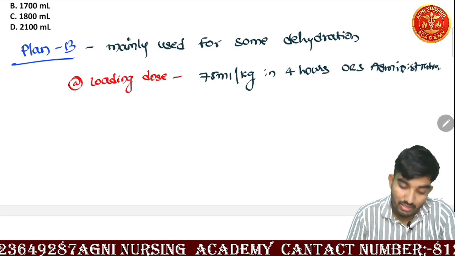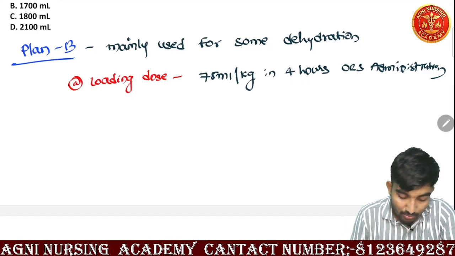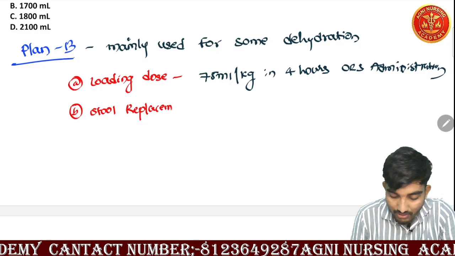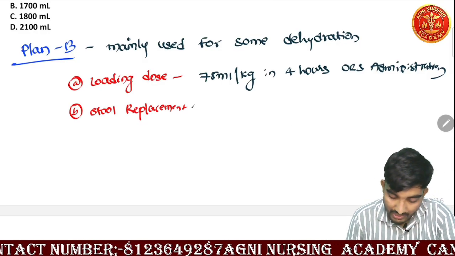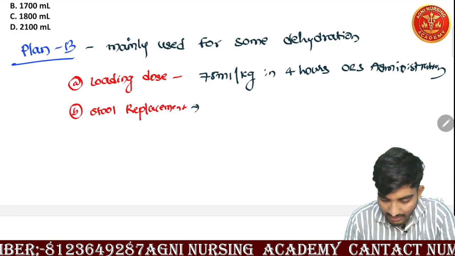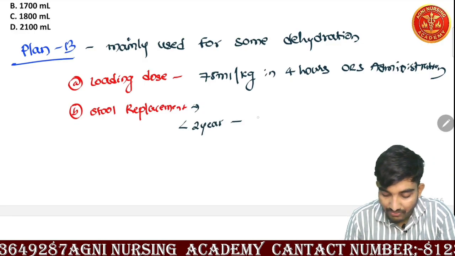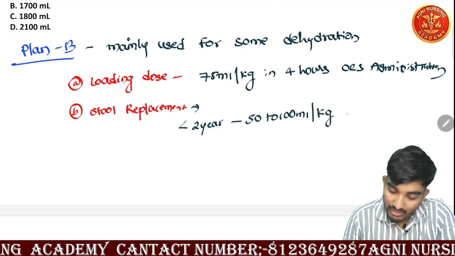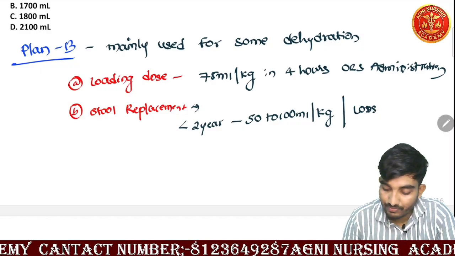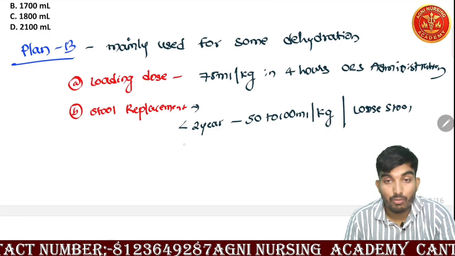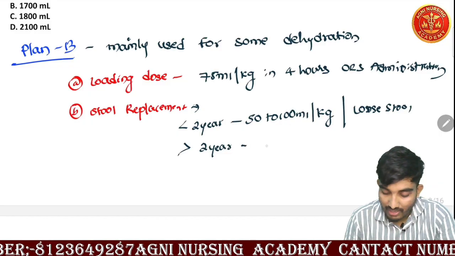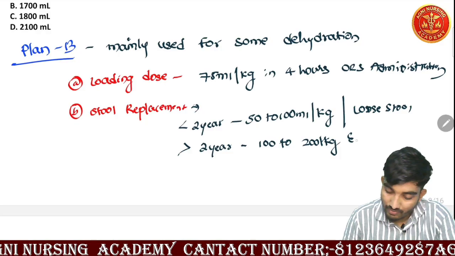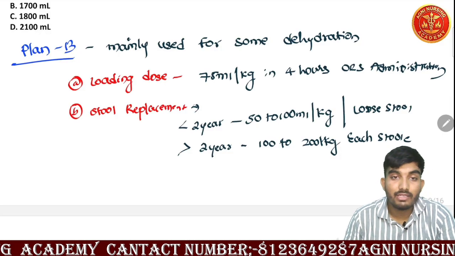And we'll see the stool replacement. How much will we give? Stool replacement is given according to age. If the baby's age is less than 2 years, we give 50 to 100 ml per kg for each loose stool. And if the baby's age is more than 2 years, we give 100 to 200 ml per kg for each stool. Each stool gets stool replacement therapy.